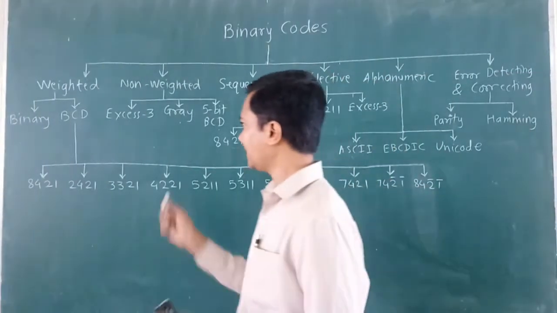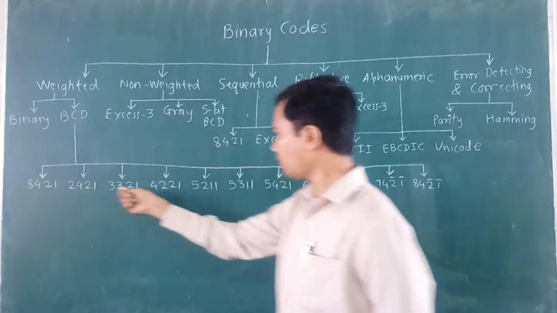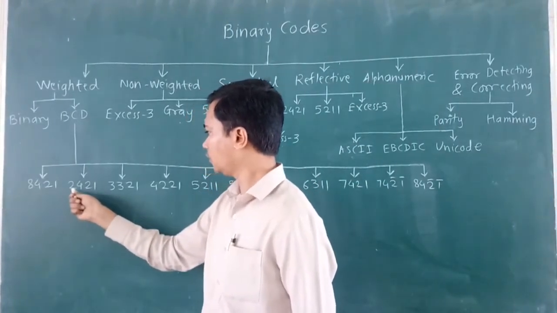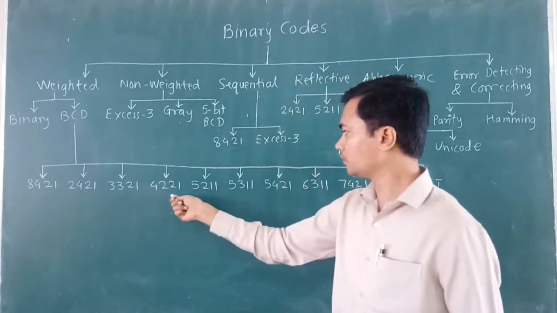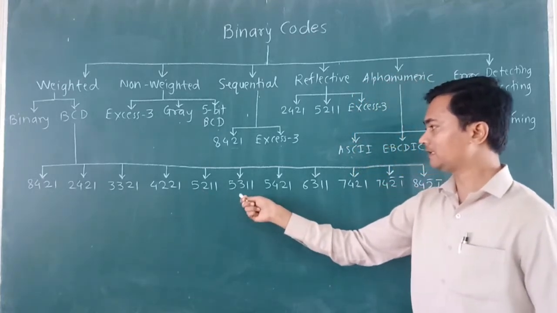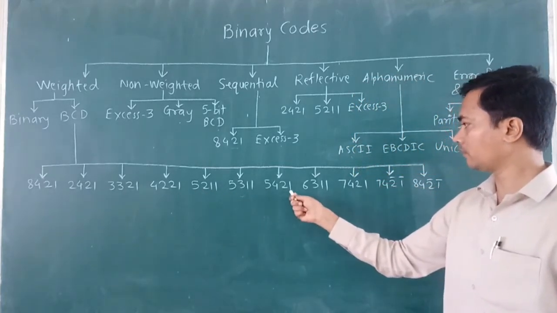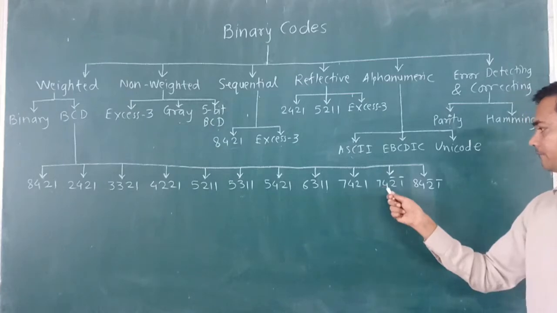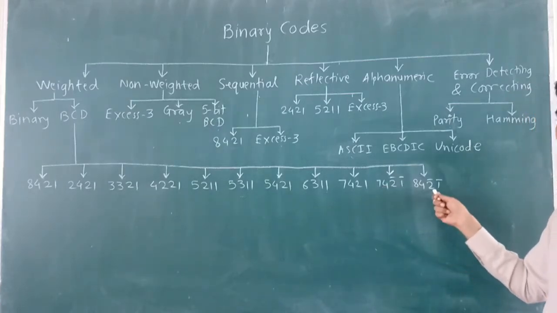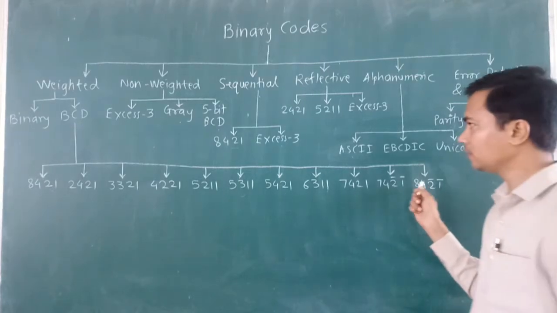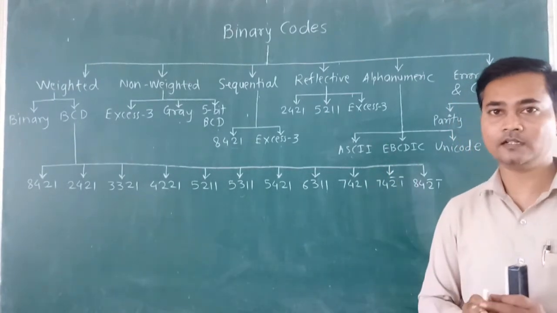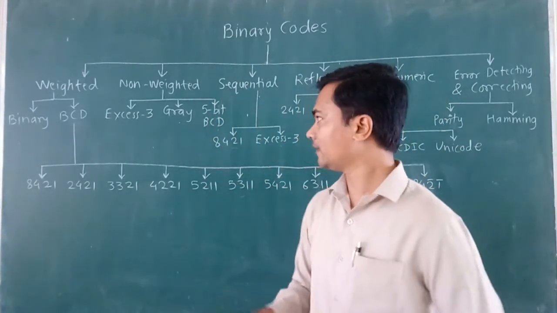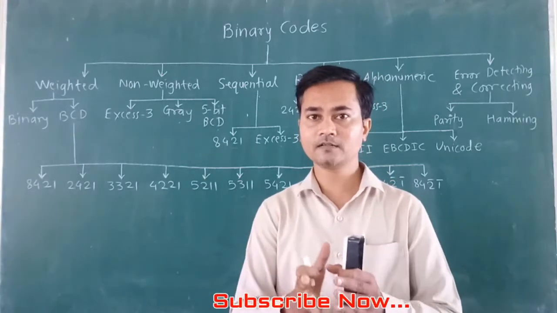Now inside this BCD code, many binary codes are available. Those are 8421 code, 2421 code, 3321 code, 4221 code, 5211 code, 5311 code, 5421 code, 6311 code, 7421 code, 742 bar code, and 8421 bar code. These are all the binary codes available in the computer system or any electronic system. All these types have some specific purpose of use.